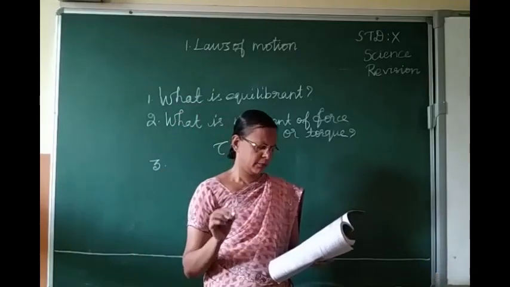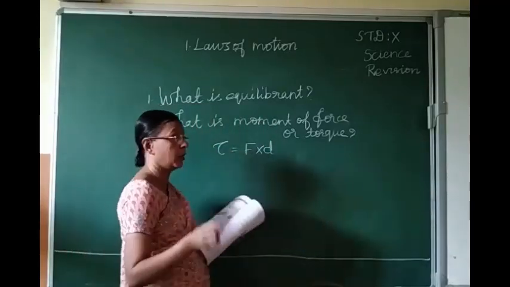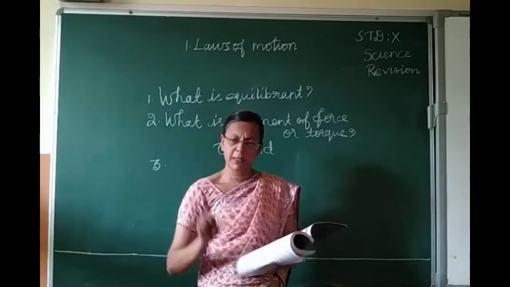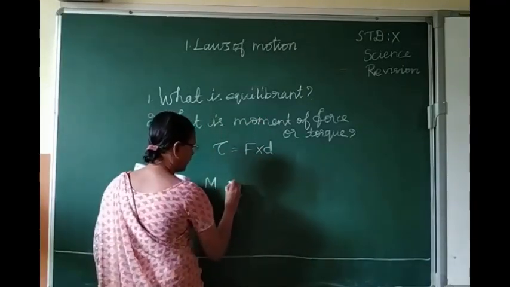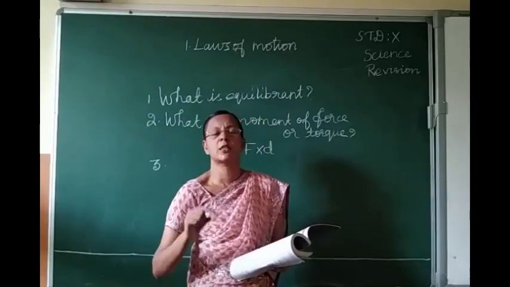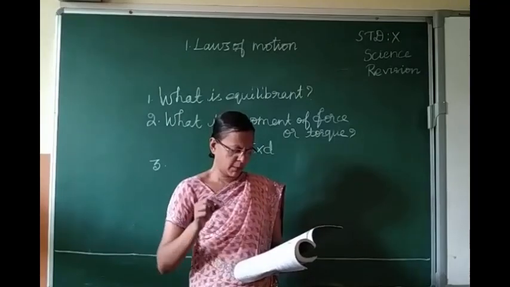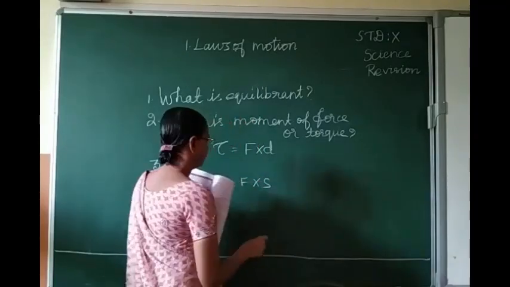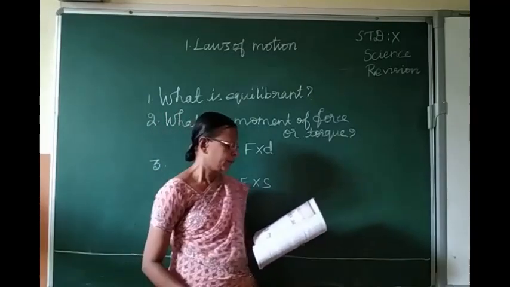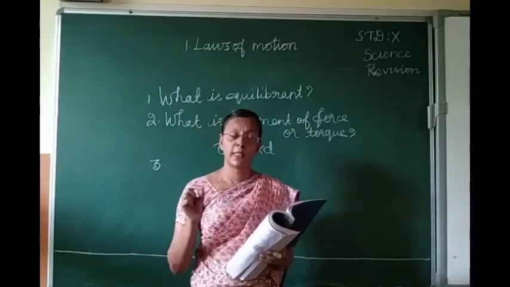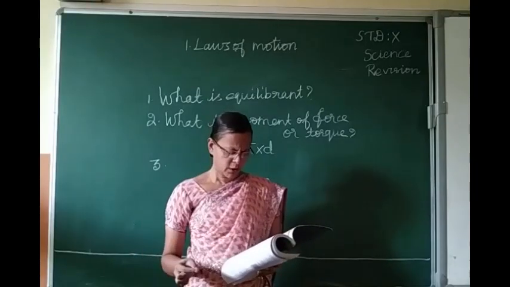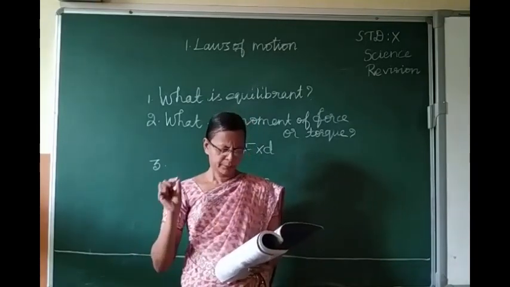The couple's rotating effect we can call the moment of couple. We have the formula for moment of couple: M is equal to F into S. F is the force. S is the perpendicular distance between the lines of action of the forces. The SI unit of this moment of couple is Newton meter. The SI unit of moment of force is also Newton meter only. The SI unit of moment of a couple is also Newton meter only.